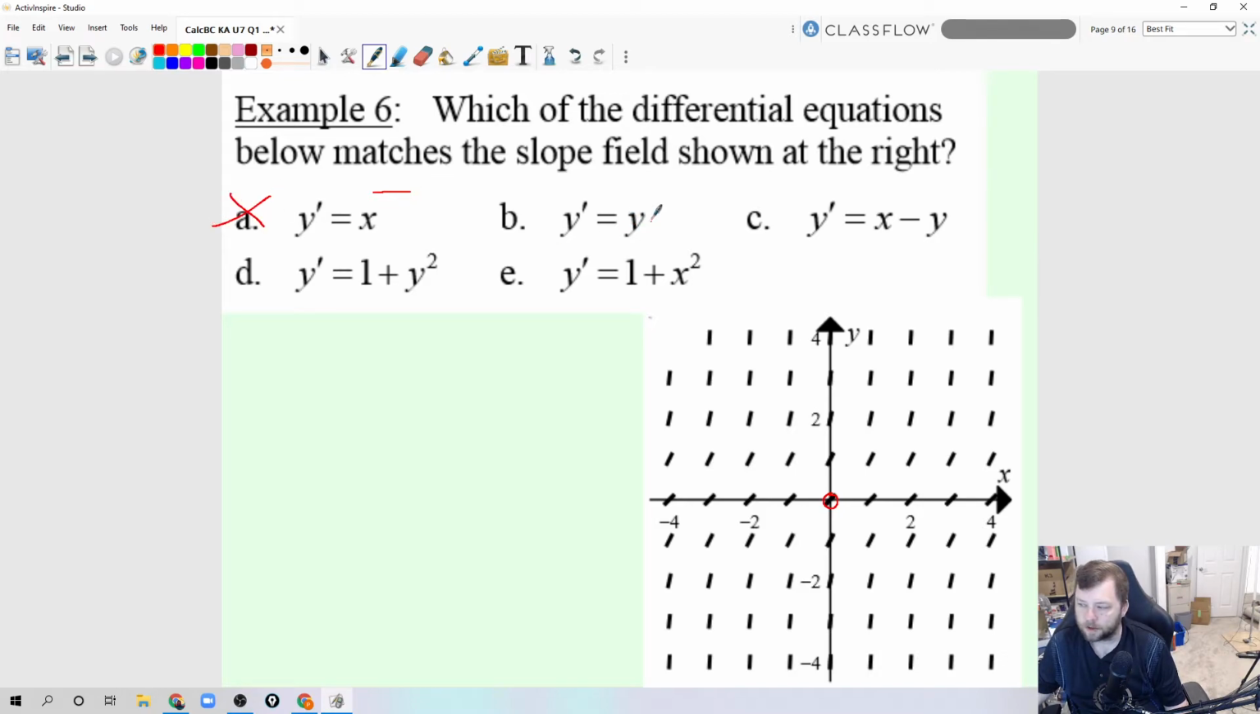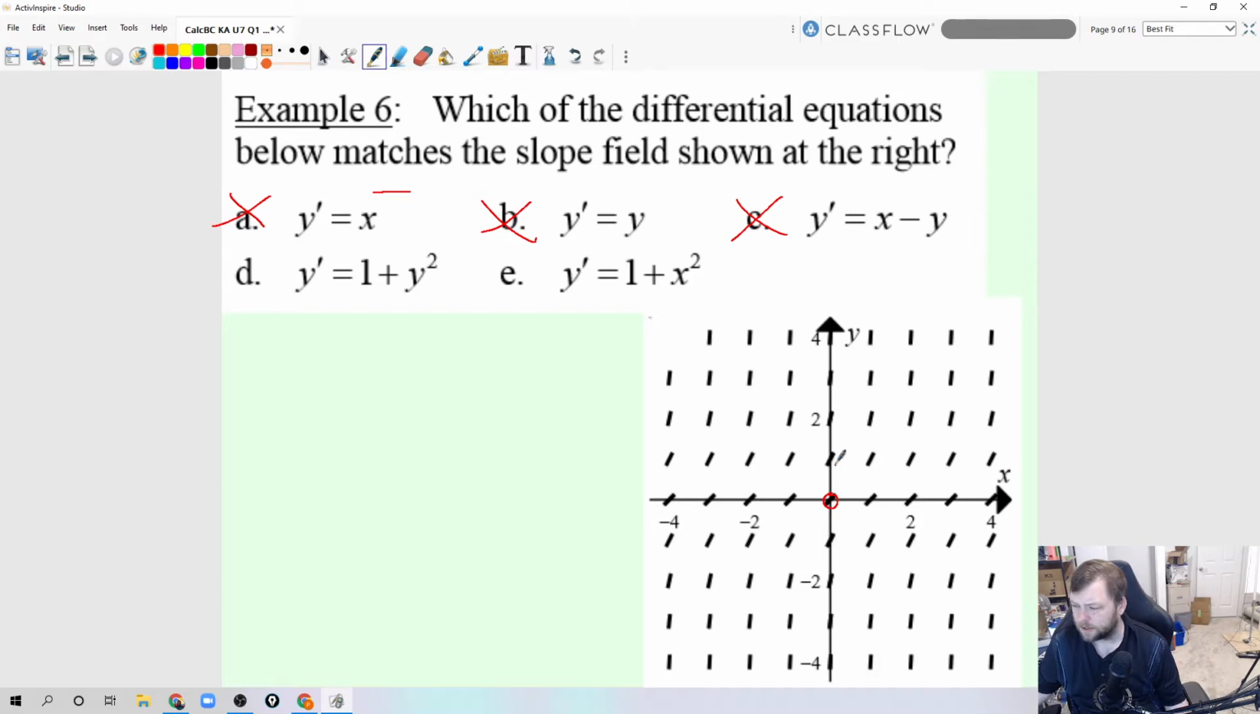Same thing with B. If you plugged in a 0 for the y, you're supposed to get a flat line right here. It doesn't work. C would be 0 minus 0. Again, another flat line. No. So it's a lot of eliminations like this. I think that's the best way to approach it. Now I'm down to 50-50. And I go, if I plugged in a 0 here, I'd get a 1. And if I plugged in a 0 here, I'd also get a 1. So right here, both of those work. So now I can try other points and see if it makes sense.